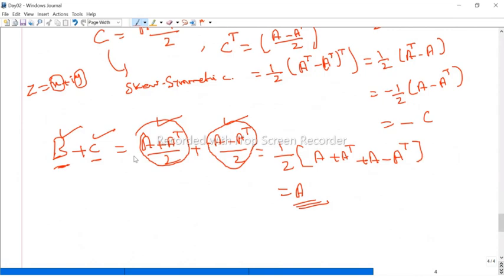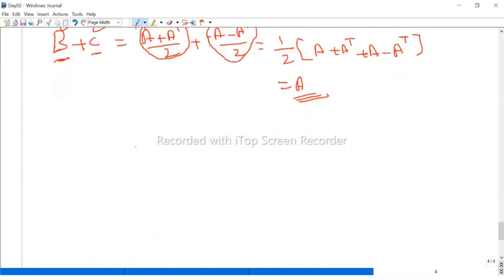That symmetric matrix is nothing but (A plus A transpose) by 2, and the skew symmetric is nothing but (A minus A transpose) by 2. And we can easily check that. Suppose we have to show this, that is the question. Suppose A is a square matrix. Is A into A transpose a symmetric matrix or not?